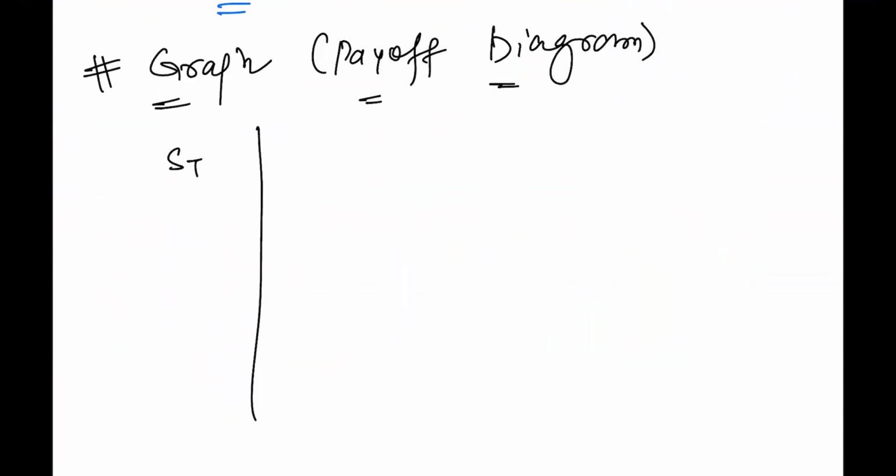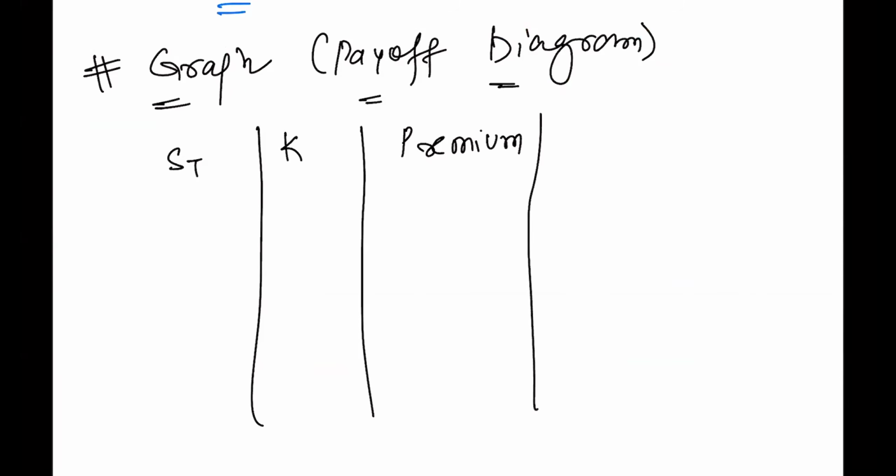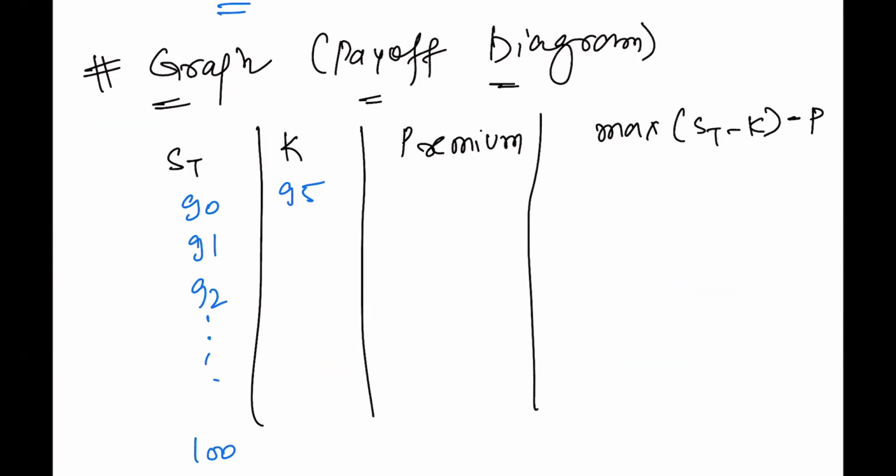So ST, you all know, K and payoff, which is nothing but, okay, one more thing is premium, ST, okay, and your payoff is nothing but maximum of ST minus K for a call option, and you have to give the premium, right? So we can take several values. Let's say this is 90, 91, 92, up till 100. And similarly, we have 95 up till 100.